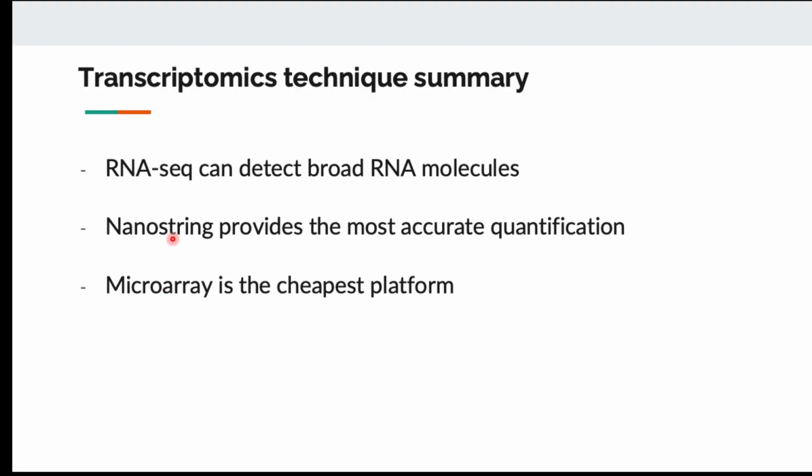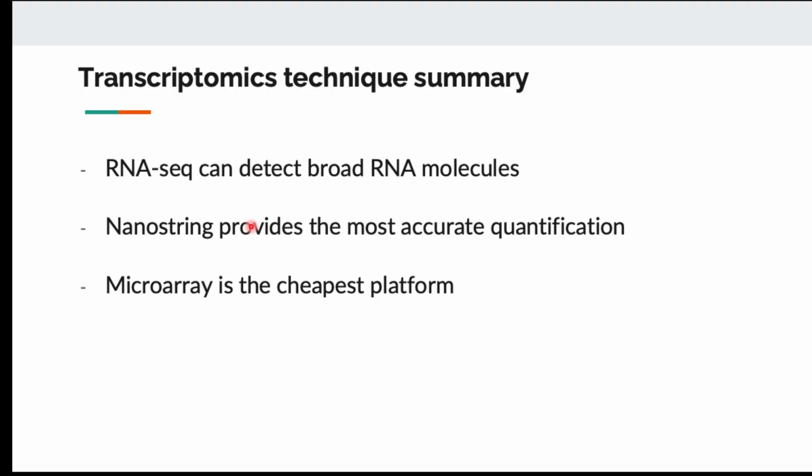But it's good if you don't need to discover new RNA. You want to use it on your patient, for example, and you already know all the genes. You want to make it cheap for your patient. So in this case, microarray would be the cheapest platform. But it doesn't provide very accurate quantification of the gene expression.